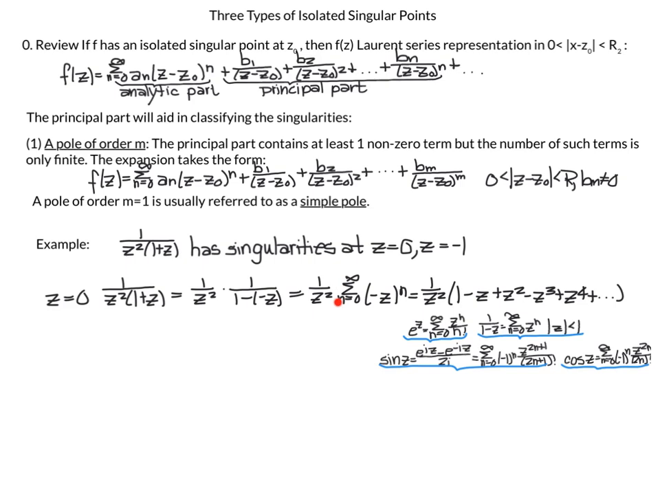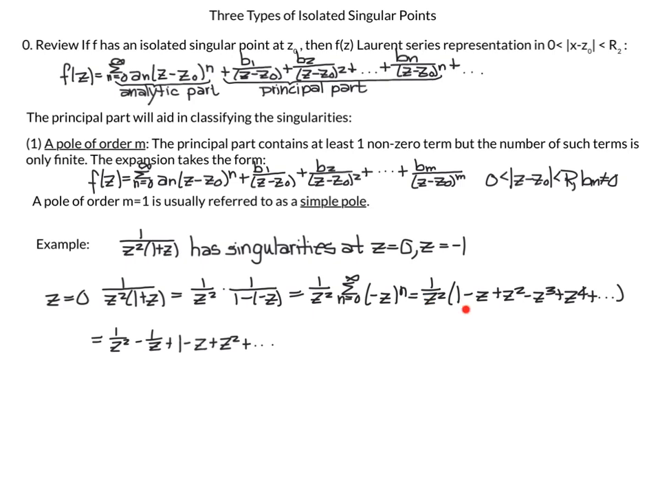Plugging in values for n into here, I still have my 1 over z squared. When n equals 0, I get 1. When n equals 1, I have minus z. When n equals 2, I have positive z squared. When n is equal to 3, I have negative z cubed, and the pattern continues.